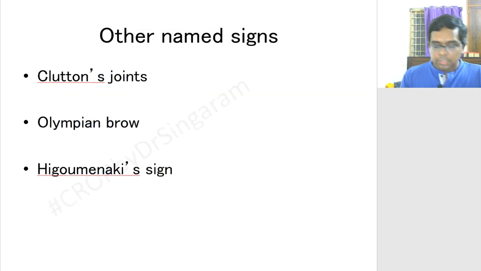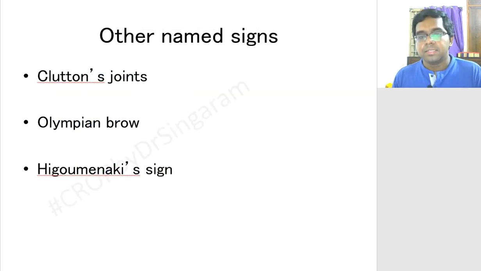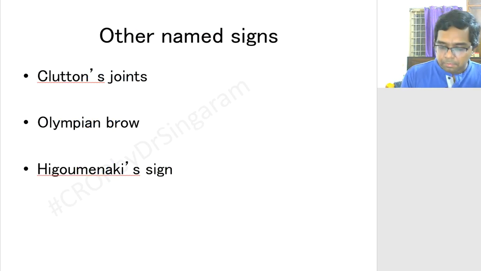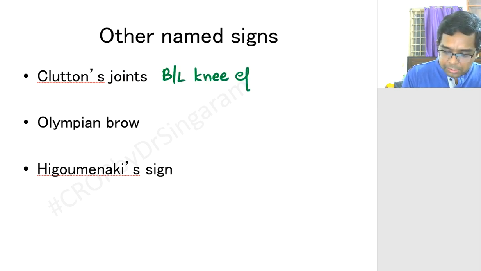And talking about syphilis, there are some named signs which the examiner might be tempted to ask in the exam. So please make a note of it. Clutton's joint is bilateral knee joint effusions. That is called Clutton's joint.